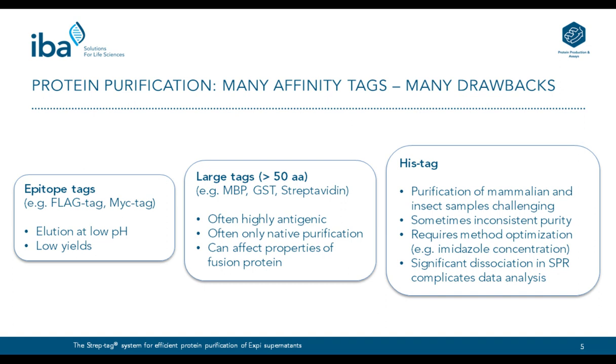In addition, due to their high size, they are highly antigenic, and if you want to go with your protein into some first animal studies, you usually have to cleave off these tags before you can go on with your experiments. So the most widespread tag system on the market is the HIS tag system, because the system is cheap and the tag is small, so in many applications it's not necessary to cleave the tag. However, even this very widespread system has many disadvantages.